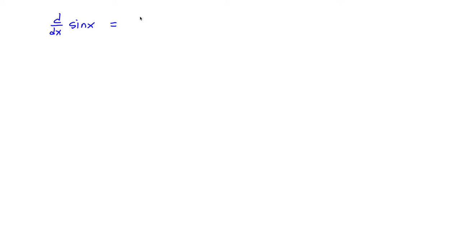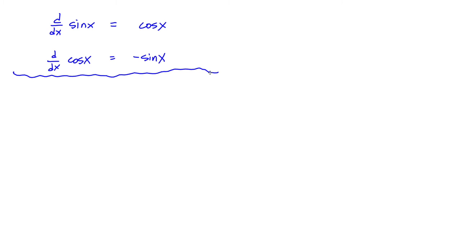Okay, derivative of sine, you guys know: cosine. Derivative of cosine: negative sine. These are the 2 main ones, and my guess is you already have these memorized. So probably your job from here on out is to memorize the other 4. So let's write out tangent.